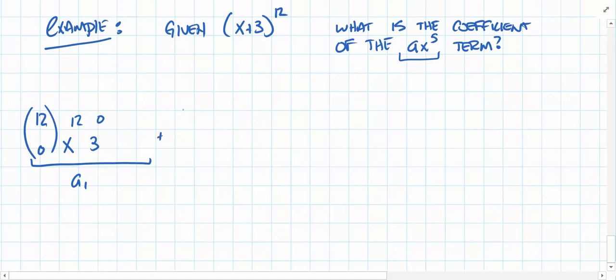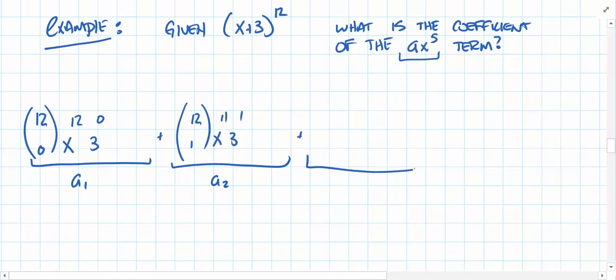The next term in my sequence is going to be 12 choose 1, and this is a sub 2. Then I have x to the 11th and then 3 to the 1st. The next one in my sequence, the third term, is going to be 12 choose 2, x to the 10th, 3 squared. Plus, I really don't want to write all these out here. Instead, I want to look for a pattern, and I want to know something about the fifth term here.